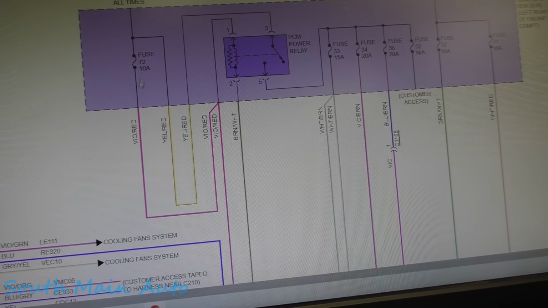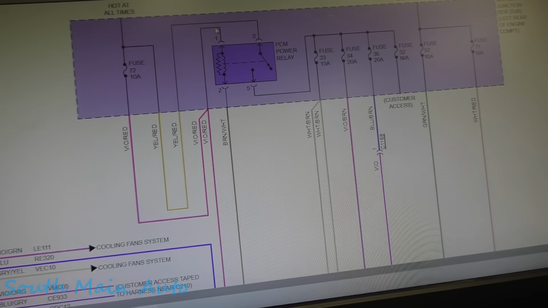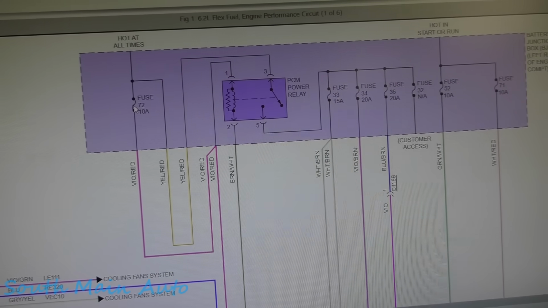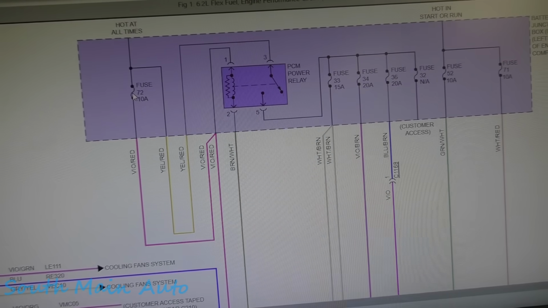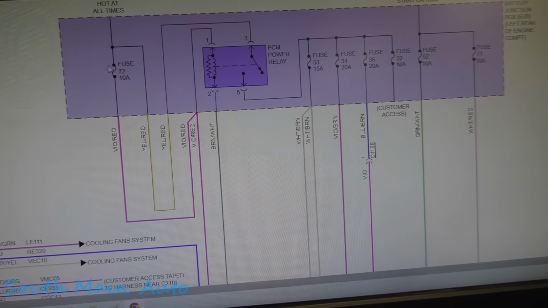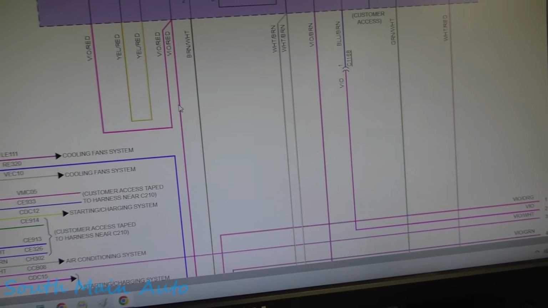and it's fuse 72. It's a 10 amp, and it's also the power to the control side of this PCM relay. So let's see. I mean, this fuse should be good. If it wasn't, our PCM power relay wouldn't turn on and the car wouldn't run. So I'm going to assume this fuse is good, but we're probably going to be looking for a broken wire, assuming we really are missing power on it.